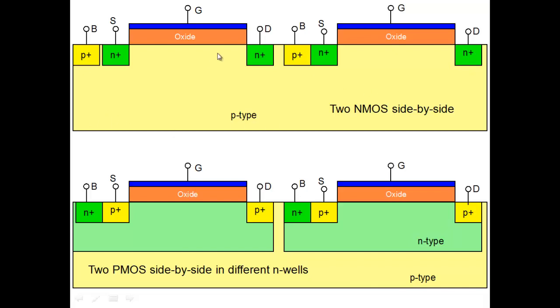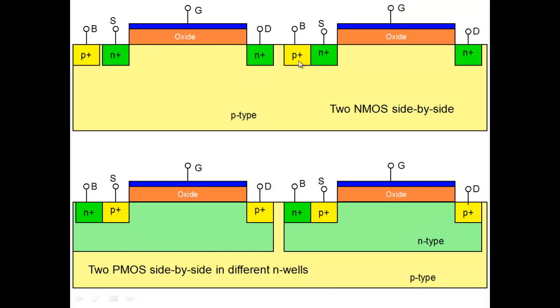Note that the body of NMOS, all the NMOSs, is common. It's not that I can apply a separate voltage here and a separate voltage here. If I do that, you'll start getting conduction here. So you don't do that. So the body of all NMOSs is common. The voltage here, everywhere is the same.